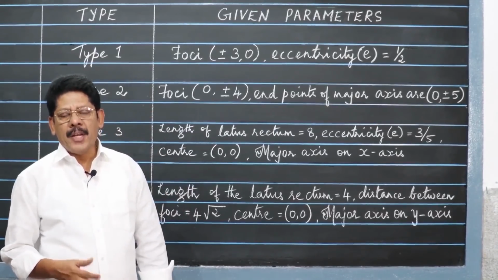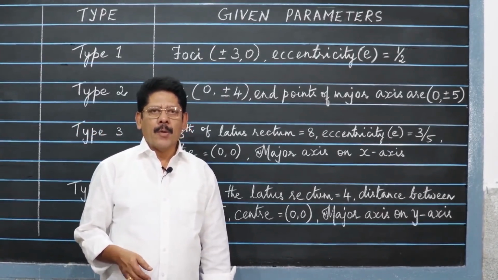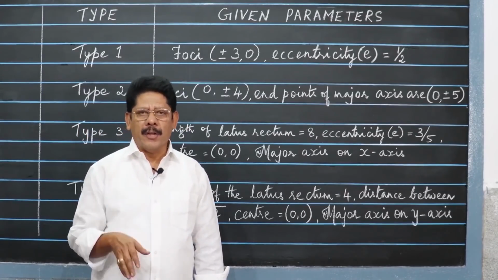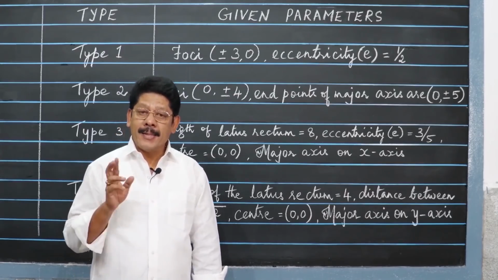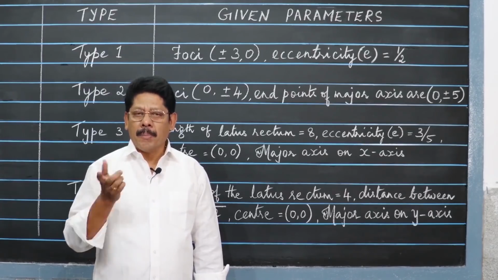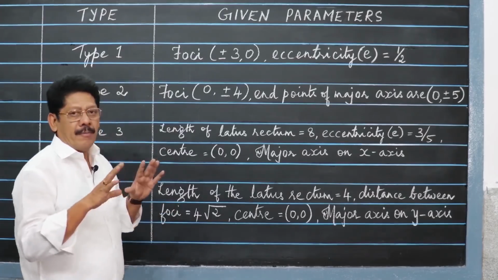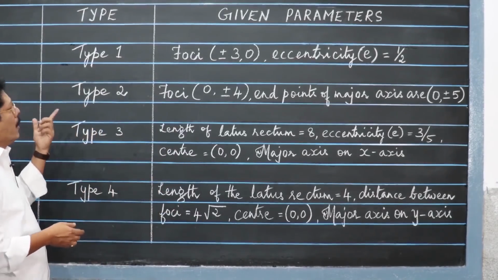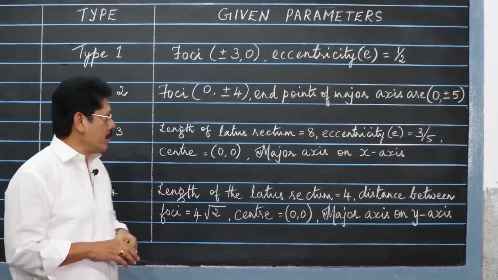We have done 3 problems in determining the equation of the ellipse. Now, we should be in a position to solve the 4th problem without any difficulty. Before solving the 4th problem, let us analyze and study the problems which we have done earlier. Now, we have listed them into 2 columns. Column 1 is type, column 2 is the given parameters.